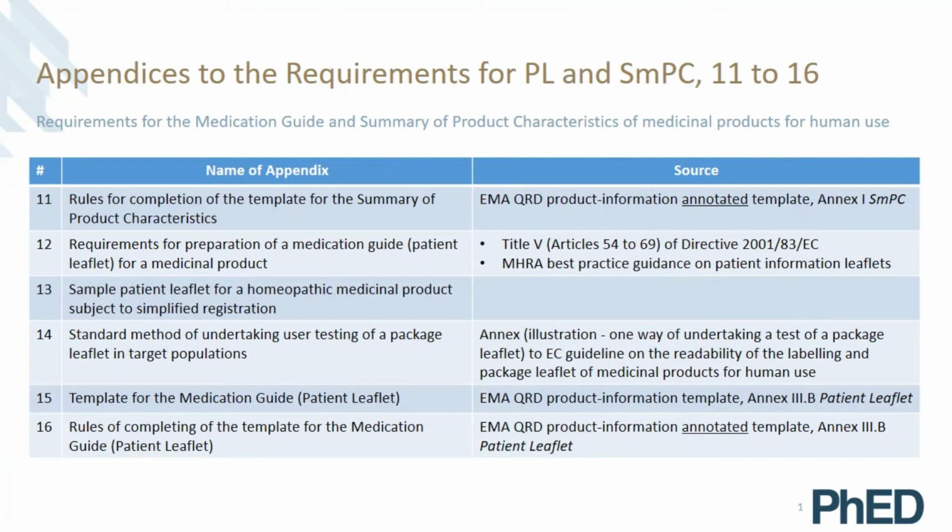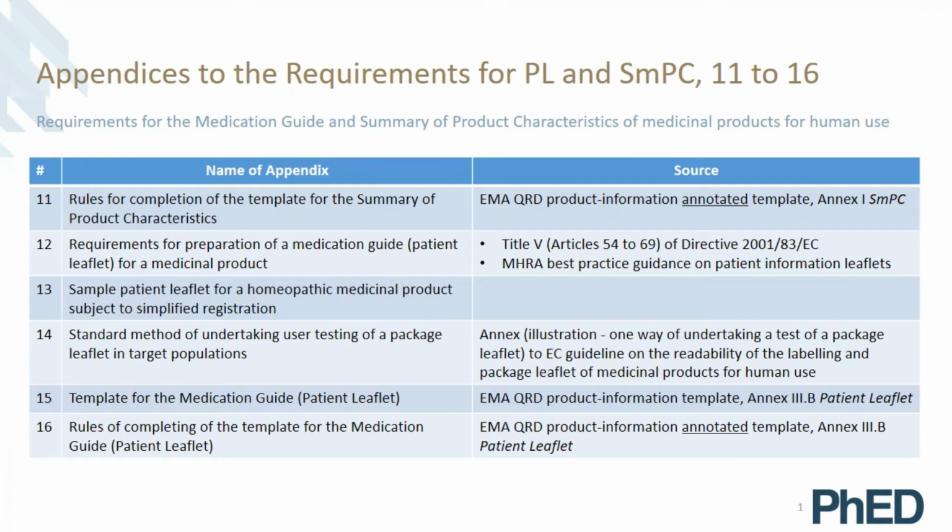Appendix 11 lays down the rules of completion of the template for the Summary of Product Characteristics and corresponds to the EMA QRD Product Information Annotated Template, Annex 1 SMPC. Appendix 12 outlines the requirements for preparation of medication guide, patient leaflet for a medicinal product and is based on Title 5 of Directive 2001/83 and the MHRA Best Practice Guidance on Patient Information Leaflets. Appendix 13 gives a sample patient leaflet for a homeopathic medicinal product subject to a simplified registration and is based on the EU member states template.